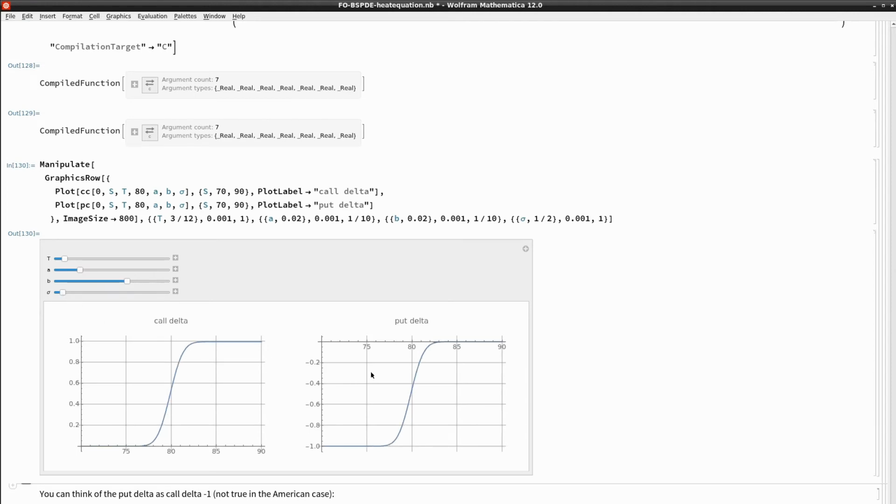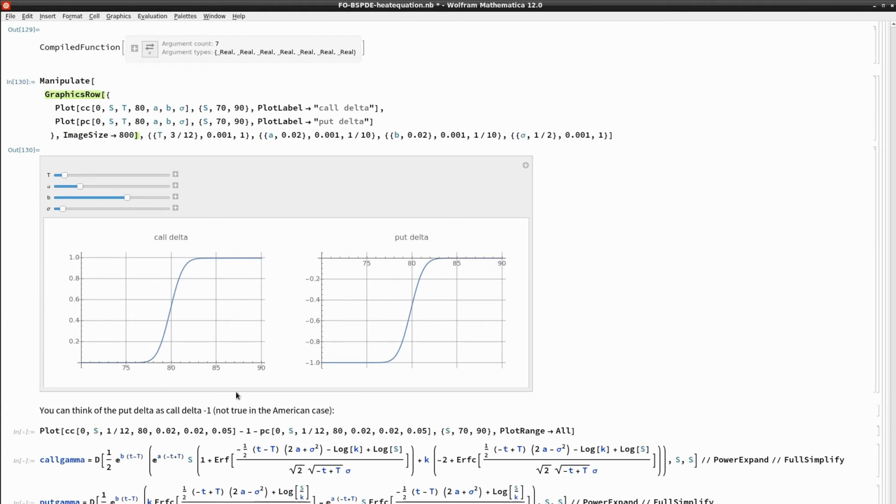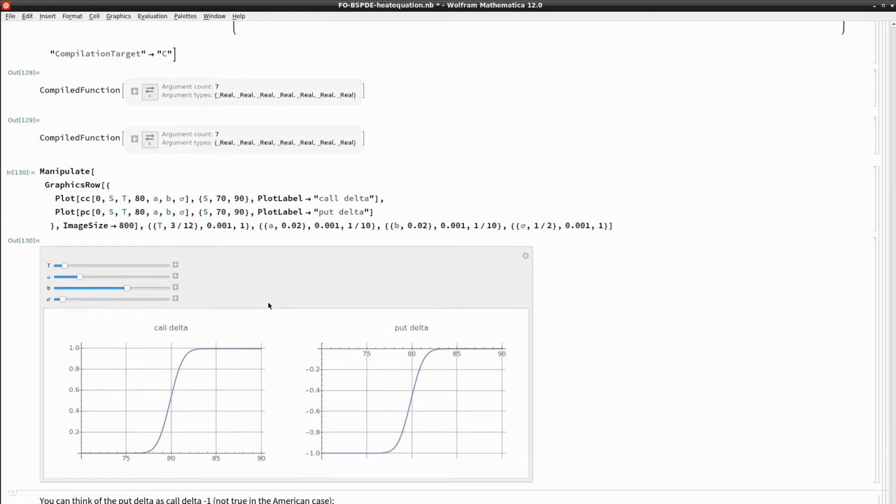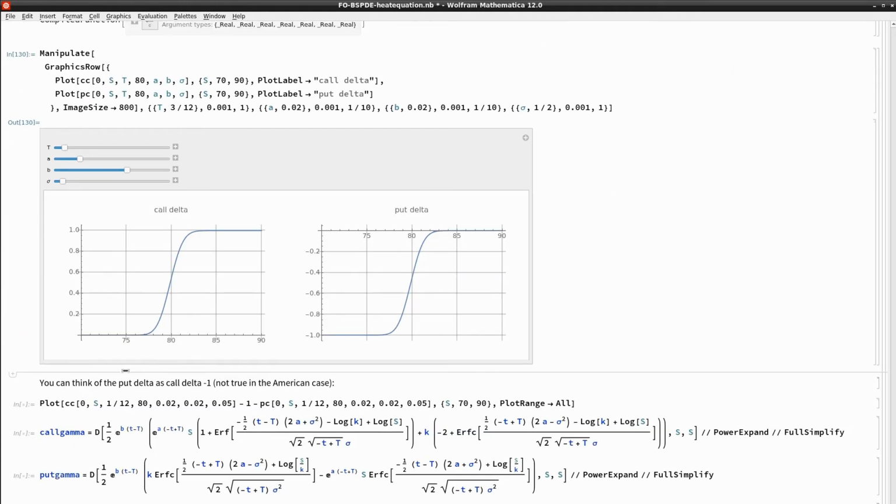All right, so these are call delta and put delta, and you will notice that they look the same, and they really are the same, except that the put delta is the call delta minus 1. Right? You see that for the call delta we go from 0 to 1, and for the put delta we go from minus 1 to 0. This is the natural consequence of taking the derivative.